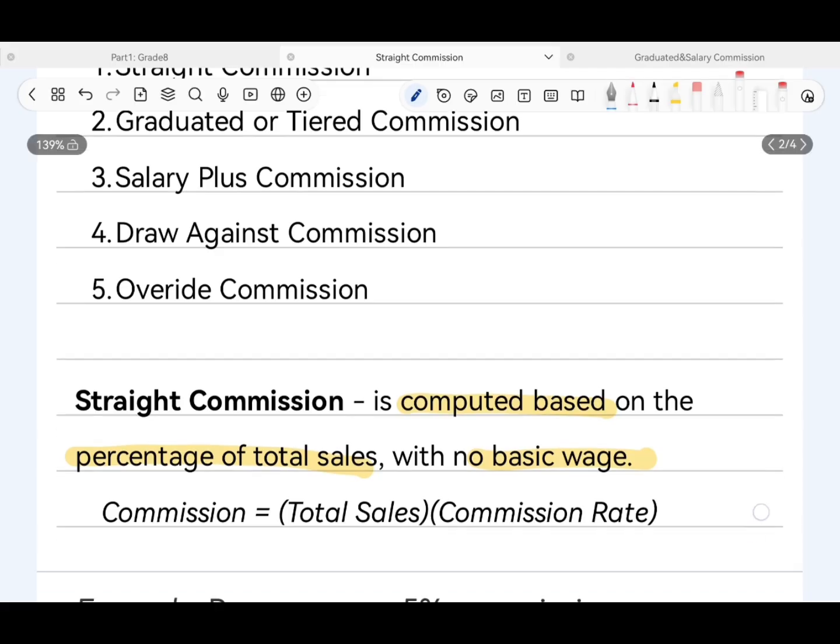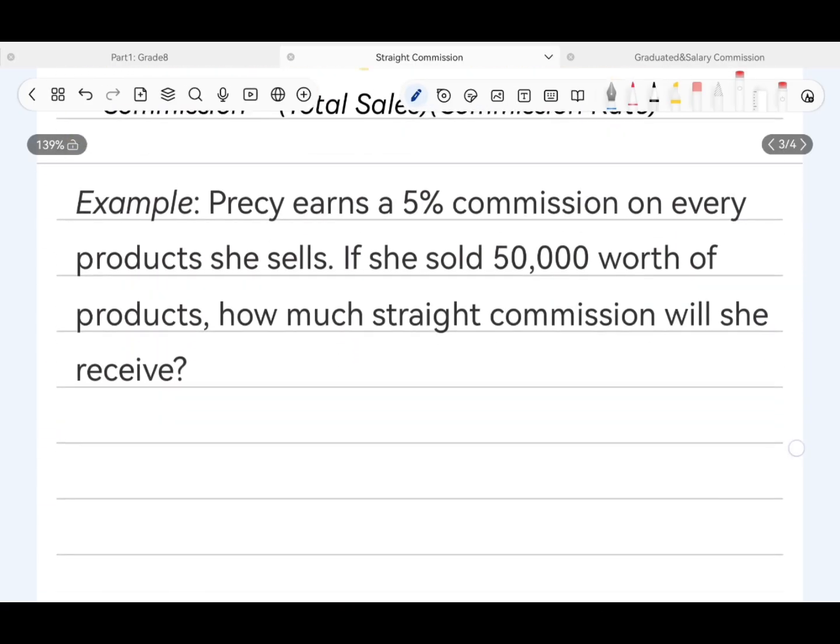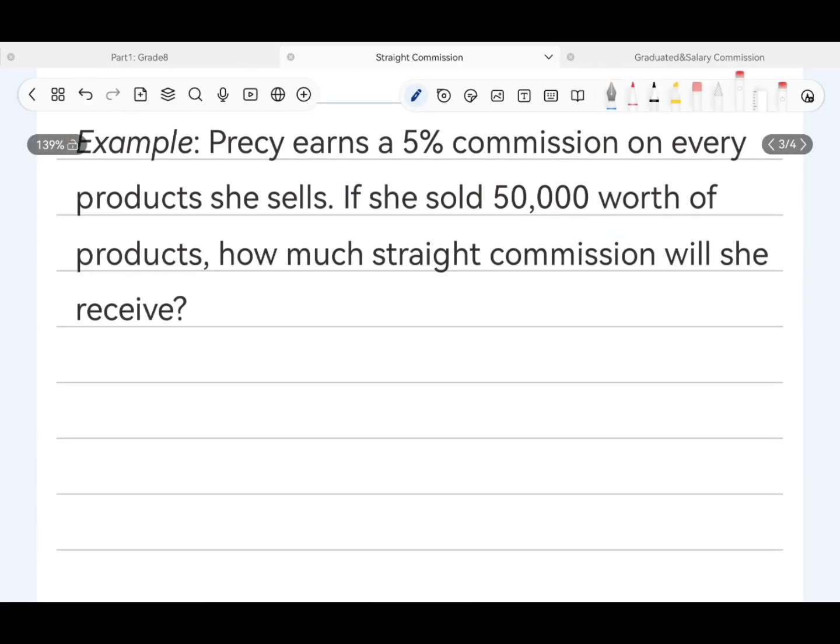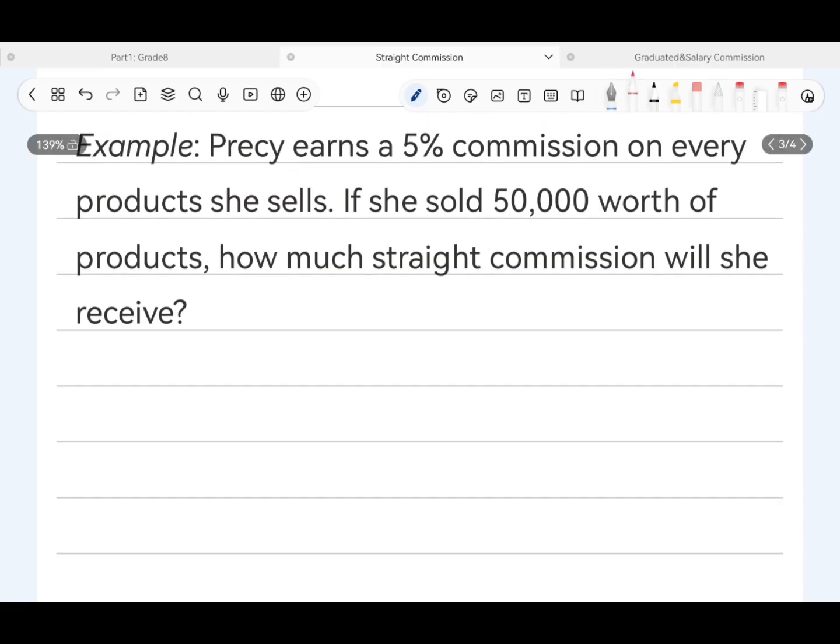Now, let's have an example. So, for our example, we have Pressy earns a 5% commission on every products she sells. If she sold 550,000 worth of products, how much straight commission will she receive? Okay, so first we need to get the given. Okay, so let's have our given.